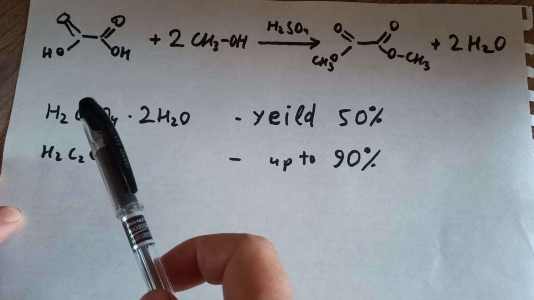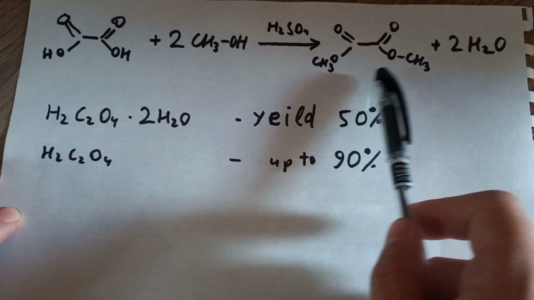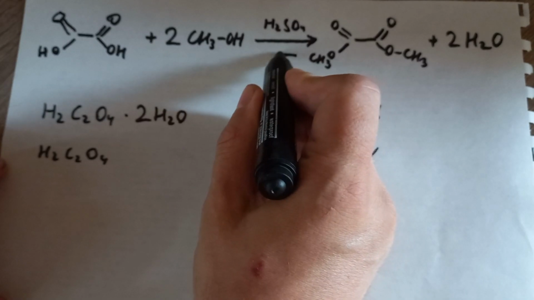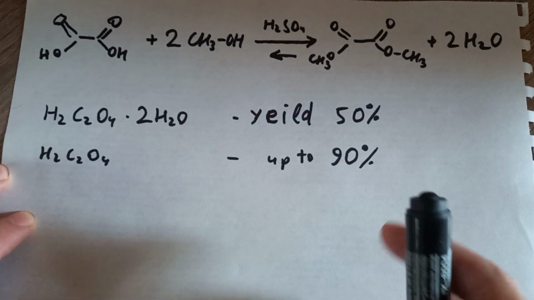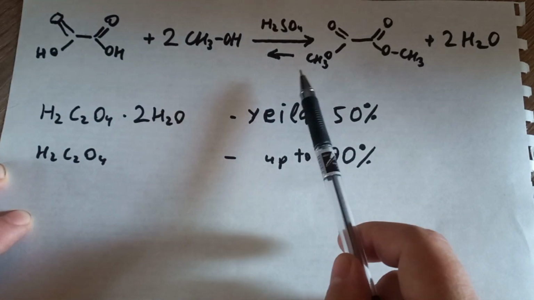This is a simple esterification reaction where oxalic acid and methanol form dimethyl oxalate, liberating water as a byproduct. The reaction actually reaches equilibrium, but we can shift it to the right by removing water. To do this, I add sulfuric acid, which also accelerates the reaction.